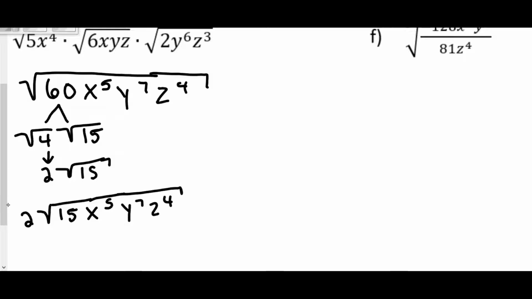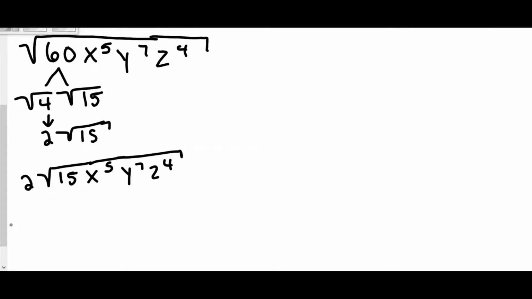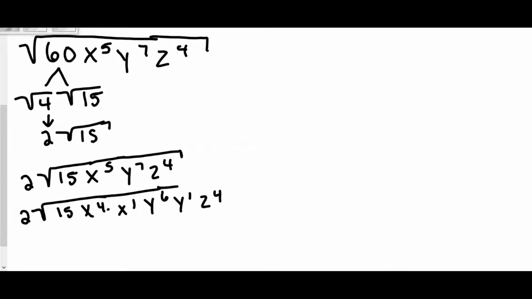And now we need to start simplifying these exponents. Since we're taking the square root, we're going to break up these exponents into multiples of 2. Even exponents are perfect squares, so that's why we're doing that. 2 rad 15, x to the 5th, I can split it up into x to the 4th times x to the 1st. Y to the 7th, I can split up into y to the 6th, y to the 1st, and z to the 4th is already even, so I'm just going to leave it.